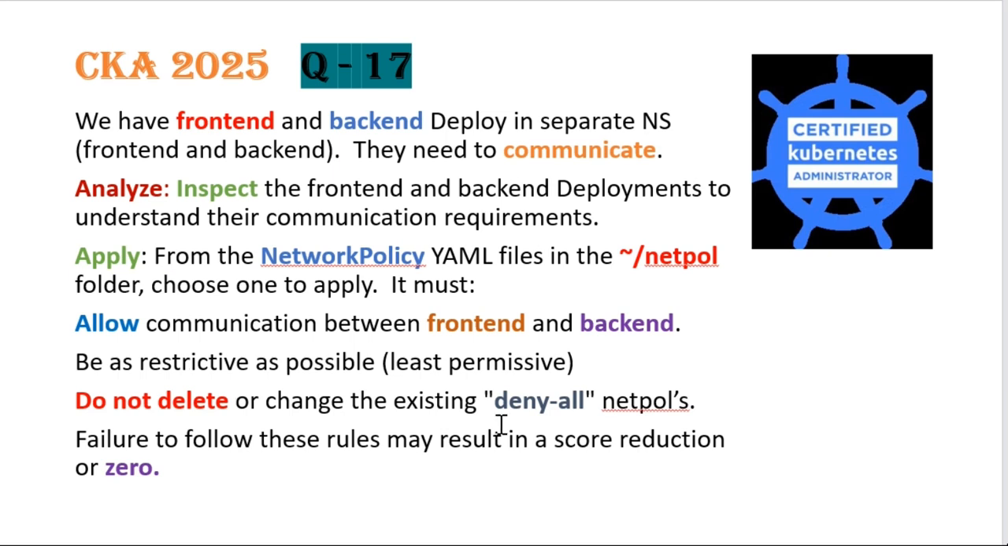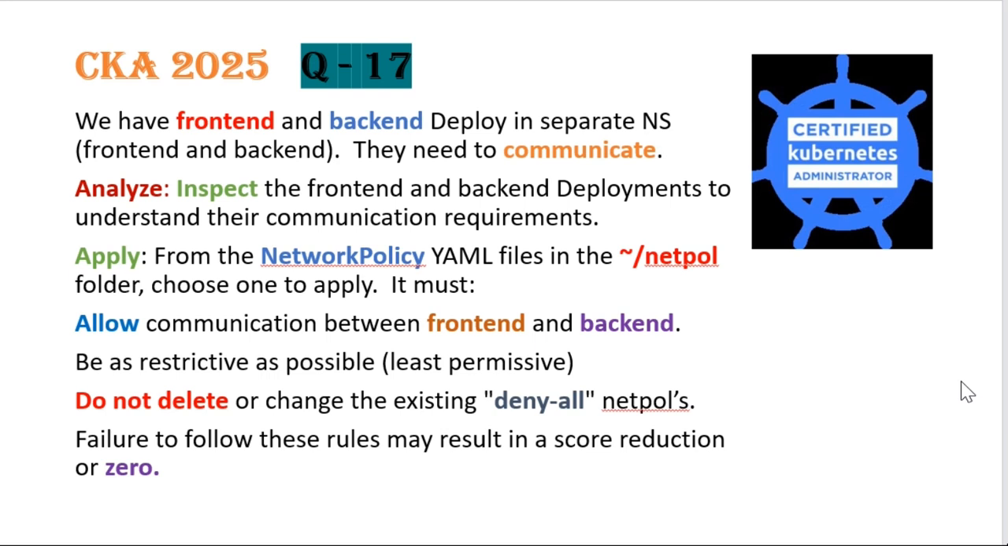So the question says there are two deployments in two different namespaces called front end and back end, and the main ask is they both need to communicate, right? So I need to analyze both front end and back end deployments and understand the communication requirement.